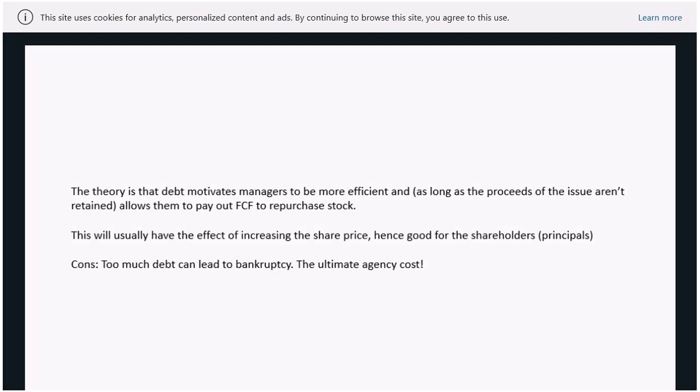As I put there, also the cons are too much debt can lead to bankruptcy, and that is the ultimate in agency costs. So you need to be careful with this. But I absolutely get the concept that if you reinvest some of that extra cash flow into repurchasing stock, it's going to drive up the share price. Probably not a lot, but it's going to make the share price go up, and therefore satisfy the principals or the shareholders. So I understand that bit. The bit I would want to argue with academically, and I'd want to research further, and I keep meaning to do it, is this idea that debt motivates managers.